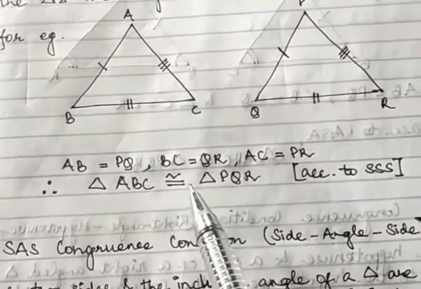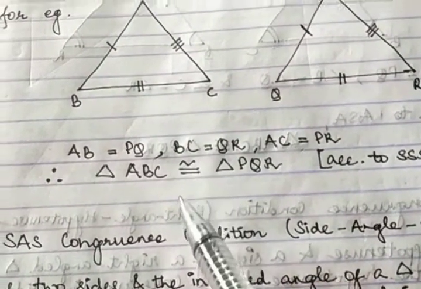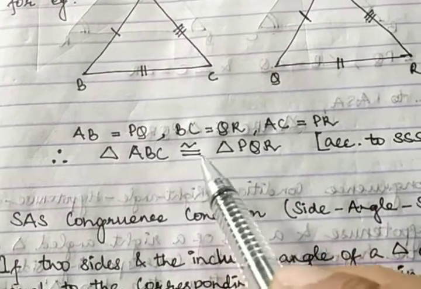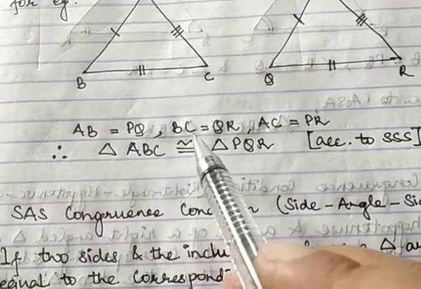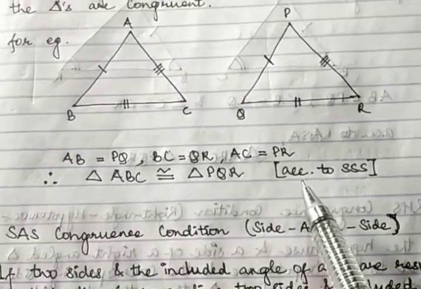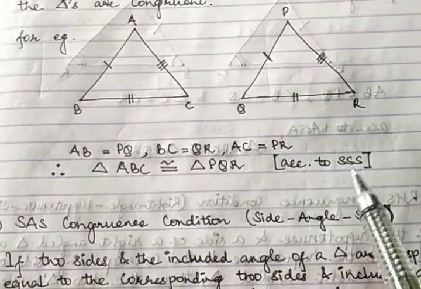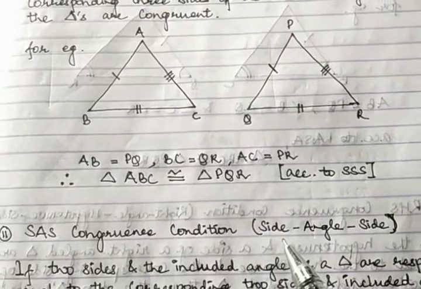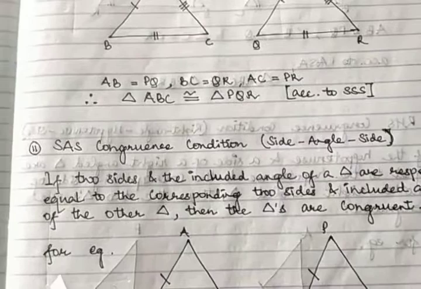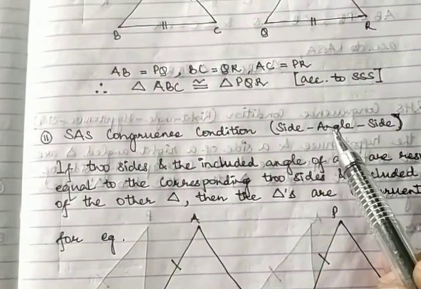Now this is the symbol for congruent, like an equal to sign and small, like this. That symbol is for congruency. So triangle ABC is congruent to triangle PQR. Now the reasoning, don't forget the reasoning. The reasoning was important. So according to SSS, that is triple S.